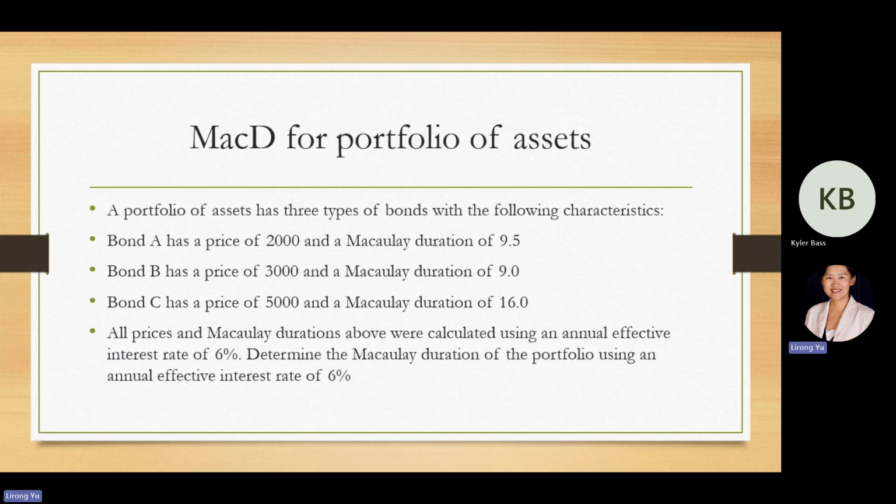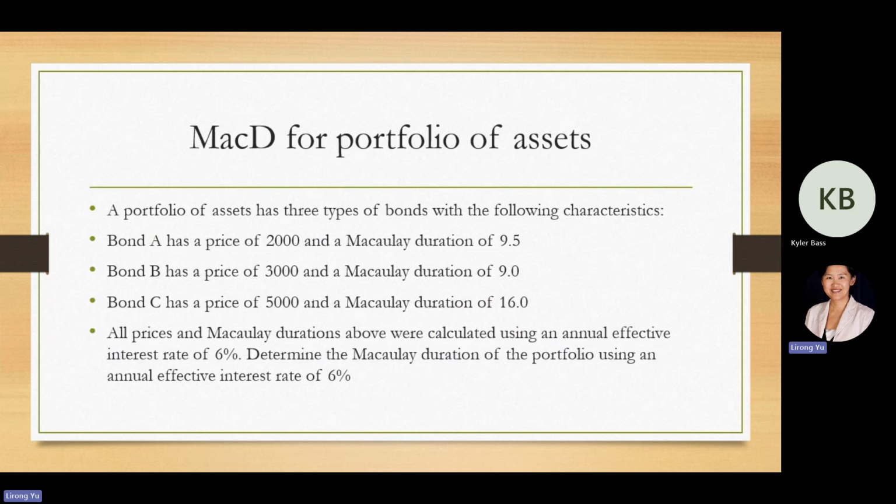Portfolio of assets has 3 bonds. Bond A has a price of 2,000 and a Macaulay duration of 9.5. Remember, the price of anything is the present value of it. We already have the present value for A, B, C. Bond B has a price of 3,000 and a Macaulay duration of 9.0. And bond C has a present value of 5,000 and a Macaulay duration of 16.